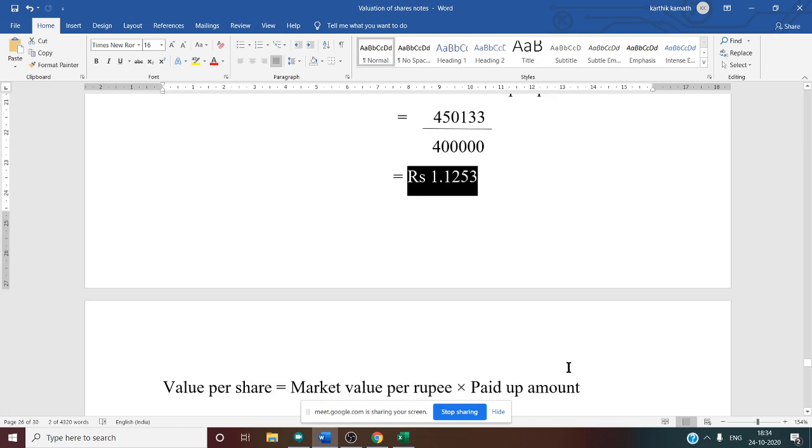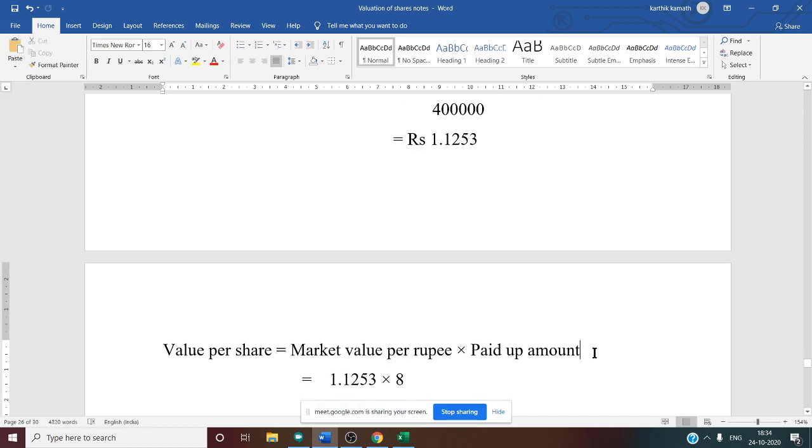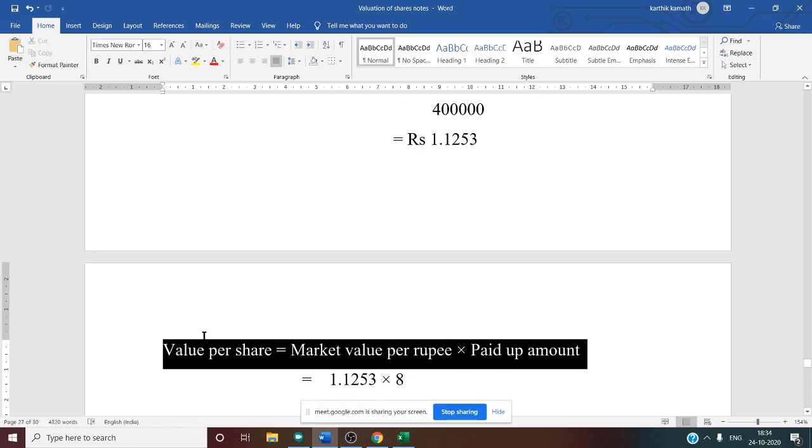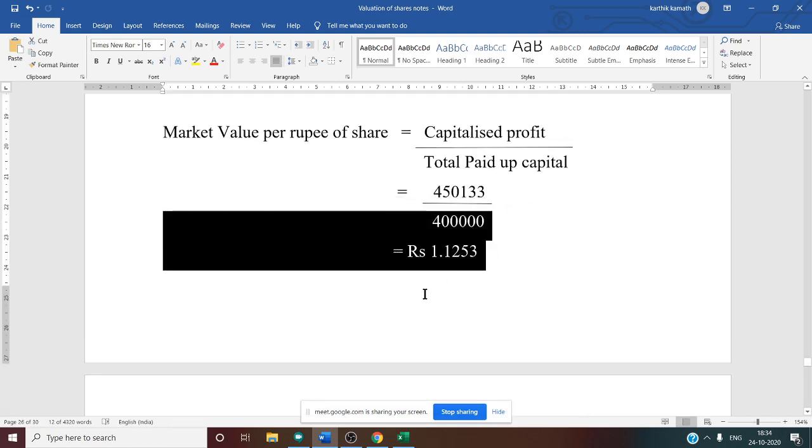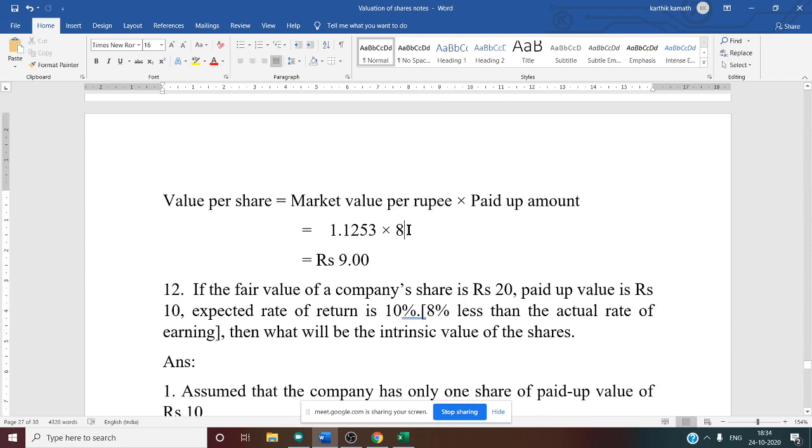After this amount, you need to multiply with the paid up amount. That is, value per share is equal to market value per rupee into paid up amount. So that is 1.1253, that is market value per rupee, into paid up amount. We know that is 8. Face value is 10, paid up is 8. If you do this also, you will get the value of a single share as rupees 9.